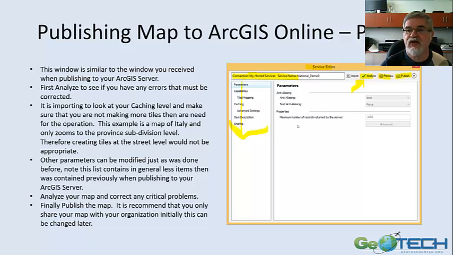Again, we're going to use that Italian map. We're only going to do some zooming at the provincial level and the subdivision level of the provinces, but we're not going to zoom all the way down to the street level for what we're doing. You can modify a lot of parameters here. We're just going to modify a few of these parameters so you see and understand how things work. And you analyze your map and see if we have any critical problems. As I said, finally, we're going to publish the map when we get everything correct.